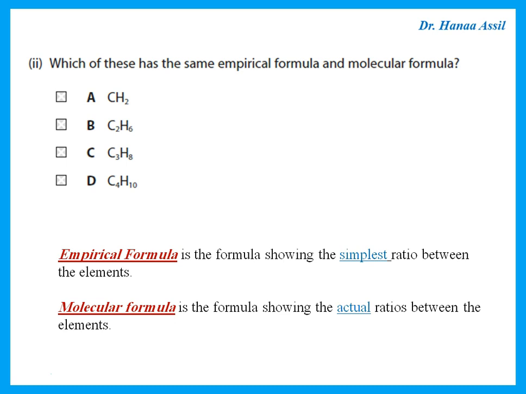What about C3H8? Well, C3H8 can be the molecular formula of an alkane. Remember we said CnH2n+2. So 2 times 3 is 6 plus 2, 8. So this can be a molecular formula. And it is also the empirical formula because you cannot simplify it further. So if you have B, you can simplify it to CH3. But C3H8, you cannot simplify it further, so this is also an empirical formula. C4H10, of course, does not apply because you can simplify it, so its empirical formula will be C2H5. So my answer is C.